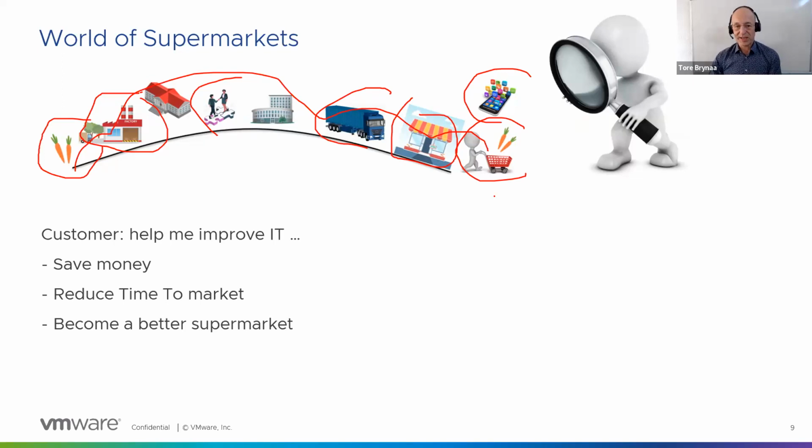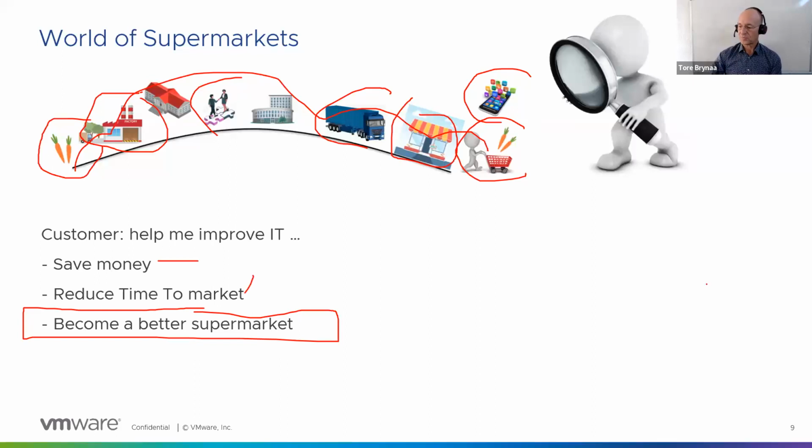So this customer invited me over and said, help us improve IT. We want to save money, reduce time to market, and become a better supermarket. Now, the IT infrastructure person I spoke with did not talk about making this a better supermarket. He was just talking about saving money and reducing time to market. And to me, that's really fluffy. What is that? What is reduced time to market?